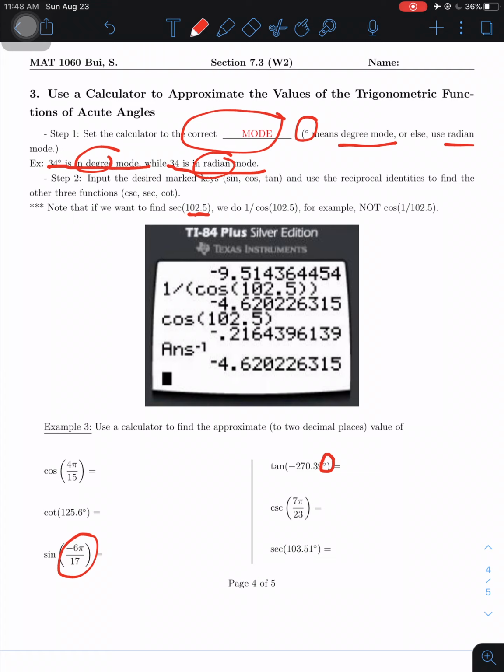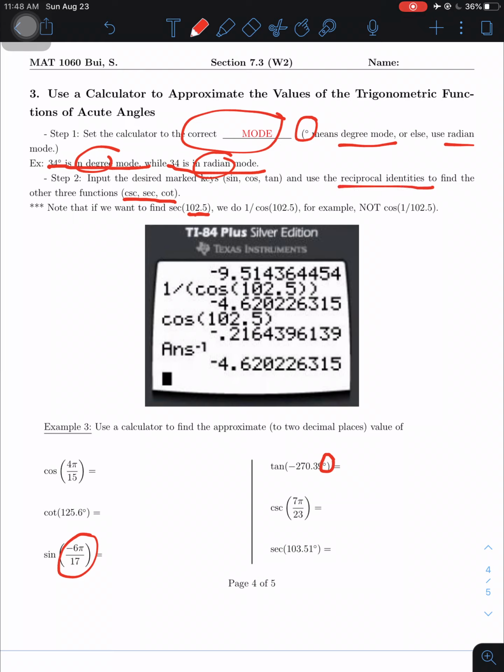And step 2, input the desired mark key. In the calculator, we only have sine, cosine, and tangent buttons, but we have 6 functions, right? So how can we do that? I'm going to show you how to do the other 3 in a second. For cosecant, secant, and cotangent, we're going to use a reciprocal identity.